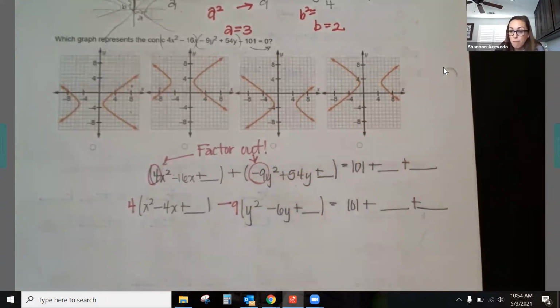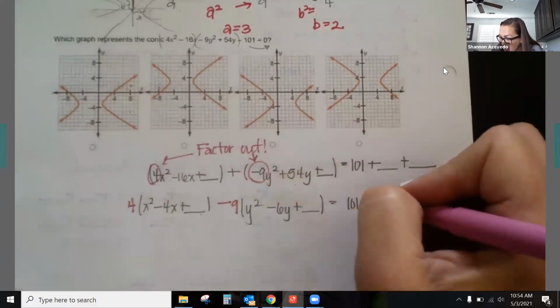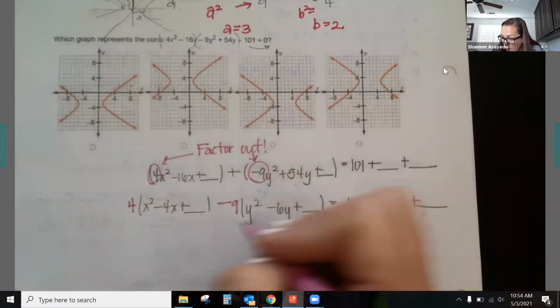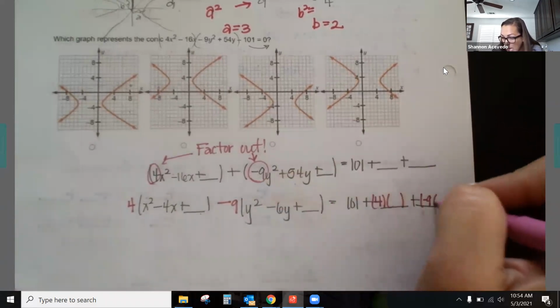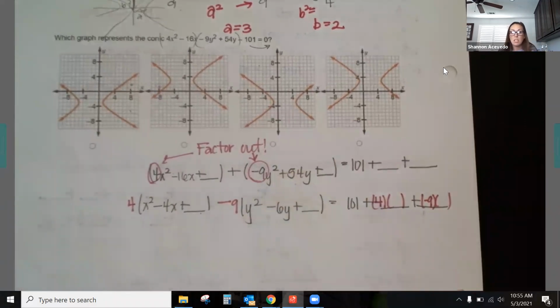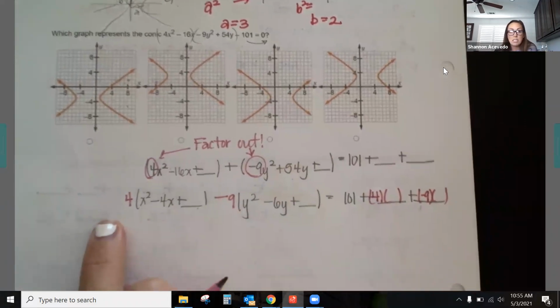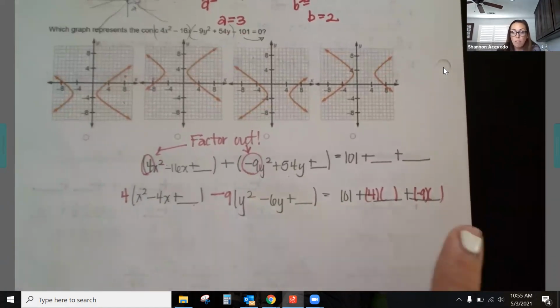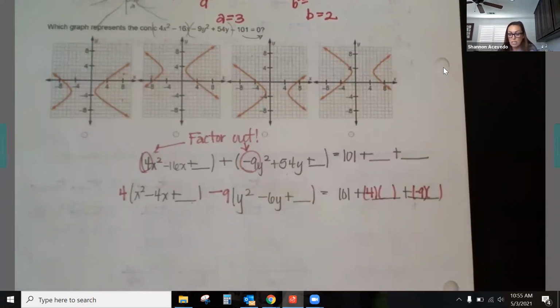But remember, it's 4 times whatever this value is. So it's going to be 4 times that value. It's negative 9 times whatever this value is. That's one of the biggest mistakes that you guys make, forgetting that these coefficients multiply whatever you're going to add over here to the right side. And then complete the square.